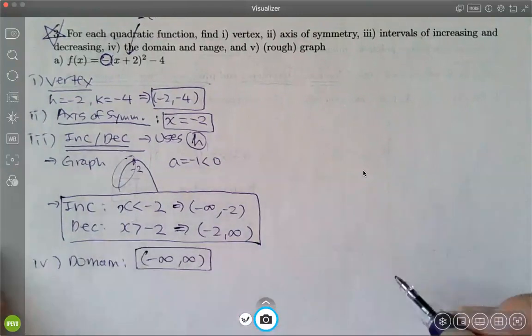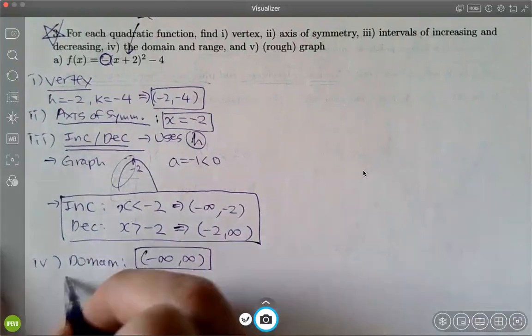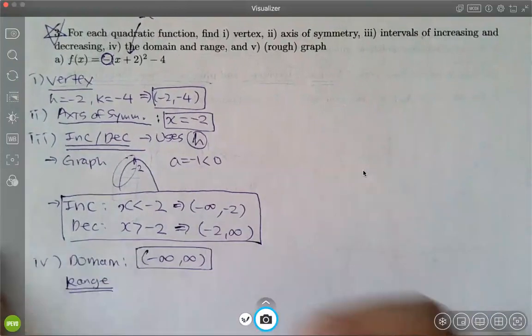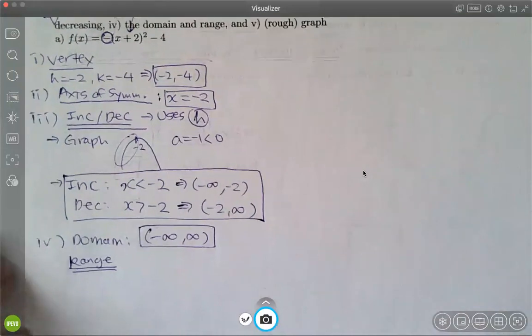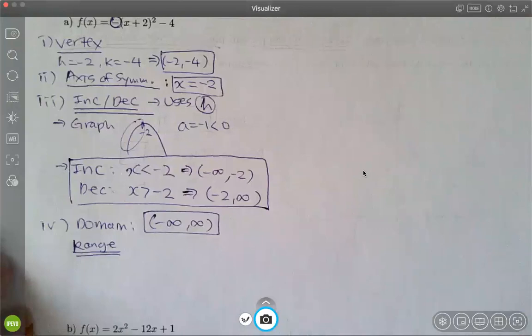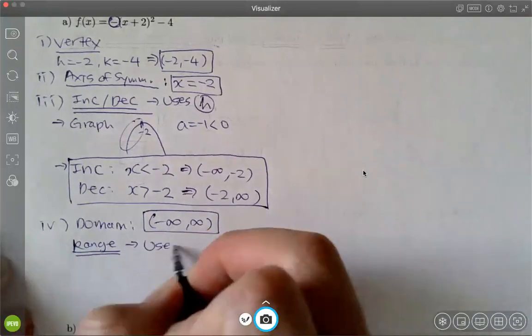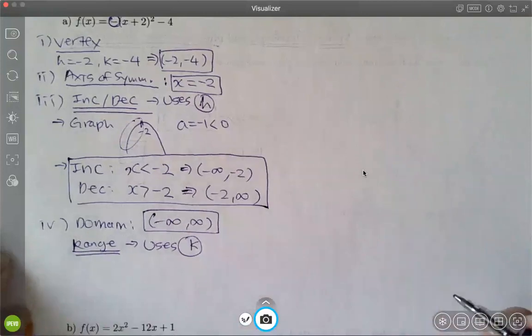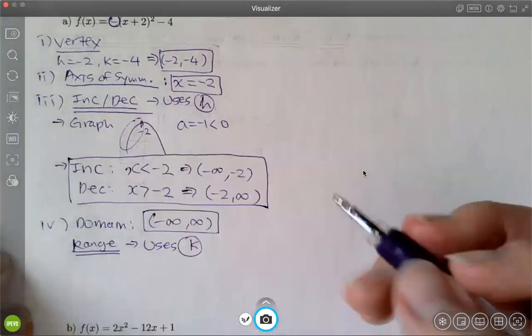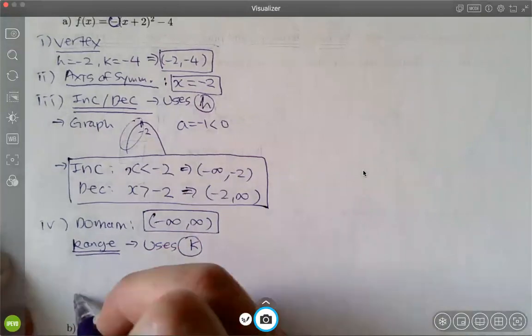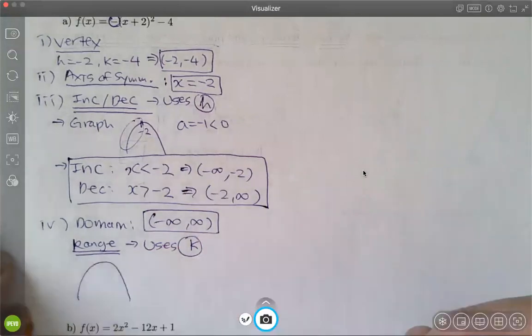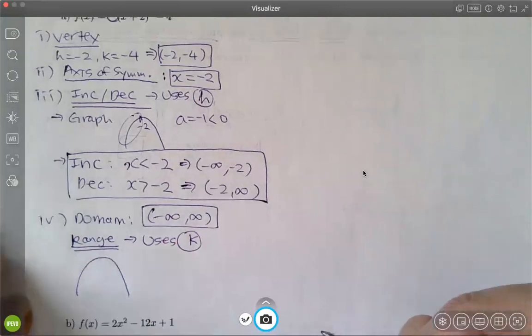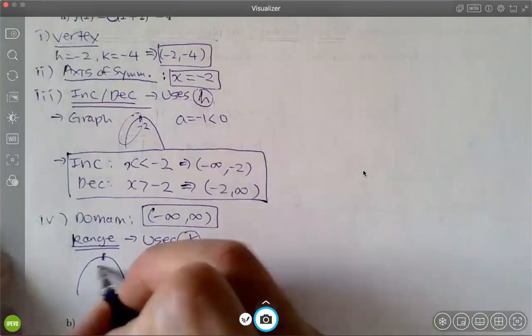Now, the range. So remember, this one was another tricky thing here. The range deals with which letter? K, remember that? Okay, and K was negative 4. And remember, what was my suggestion? Still use the graph, which is this one, right? Okay, now here, where is the graph or the K? At the very top, right?